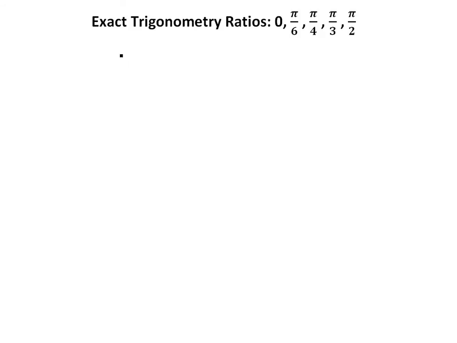Alright, time for another math easy solution. Here to discuss exact trigonometric ratios, and we'll look at basically these: 0, pi over 6, pi over 4, pi over 3, and pi over 2.